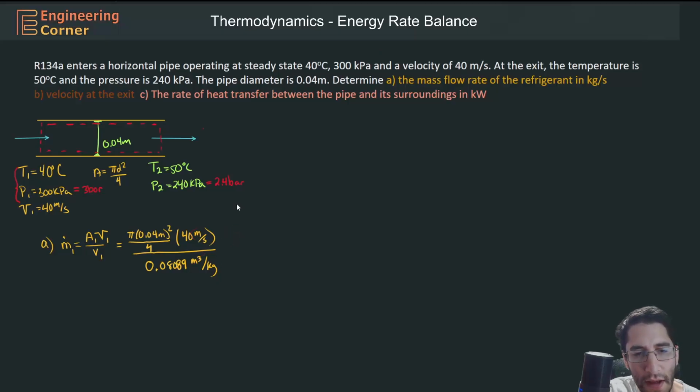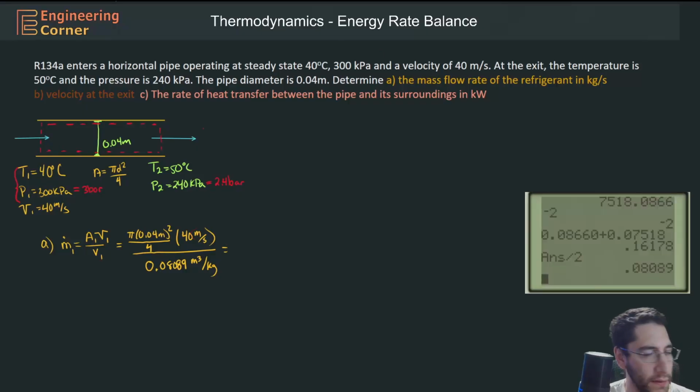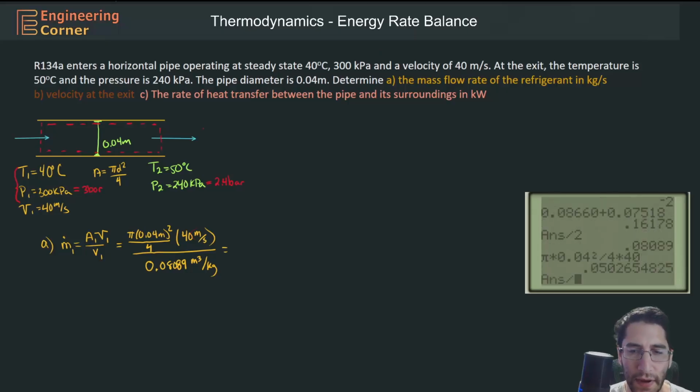So we're okay on the unit front, and this is going to be equal to, we just need to do this calculation. So we're going to have pi times 0.04 squared divided by 4 times 40, and we're going to divide this by 0.08089.